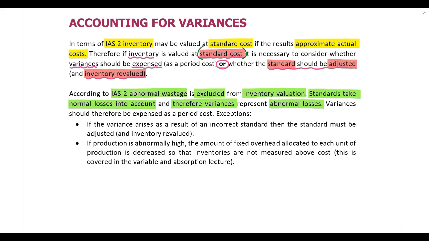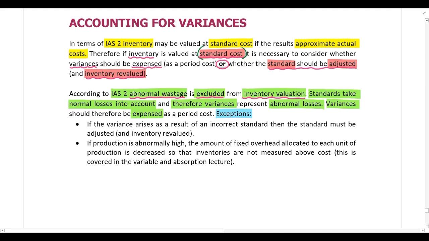So in order to comply with IAS 2, abnormal losses should not be included in the value of inventory. So that means these variances should be expensed as a period cost. So in other words, you take the variance directly to profit and loss. And if it's a favorable variance, it will increase profit. If it's an unfavorable variance, it will decrease profit. However, there are two exceptions.